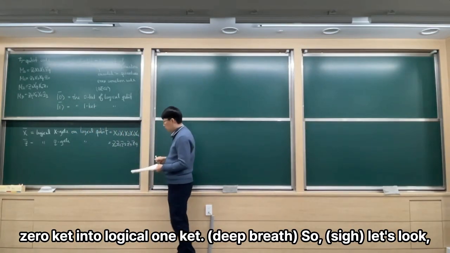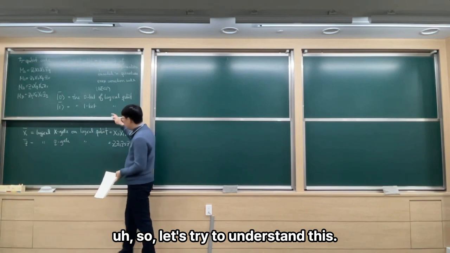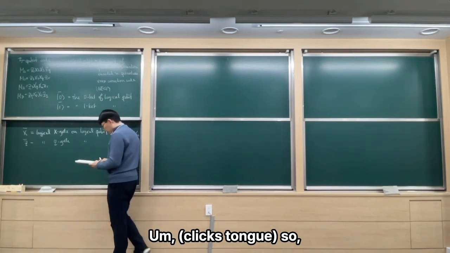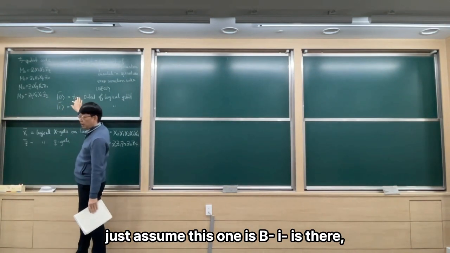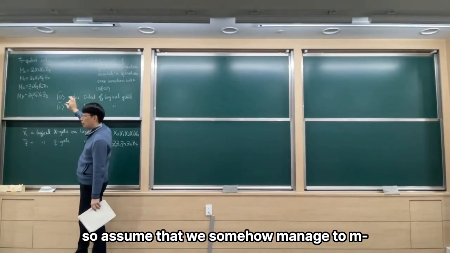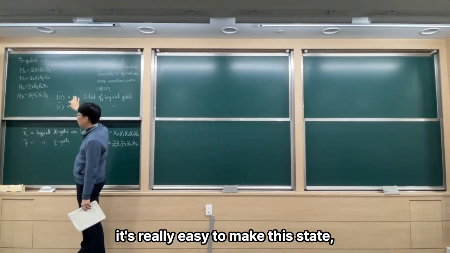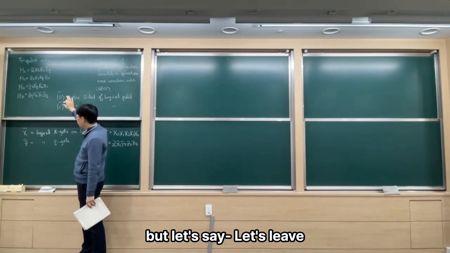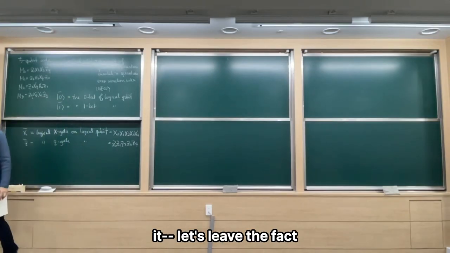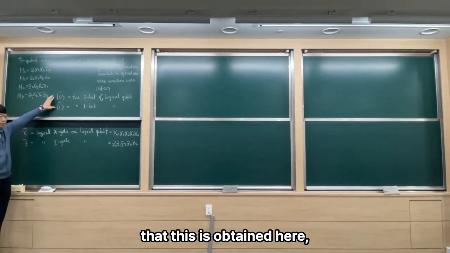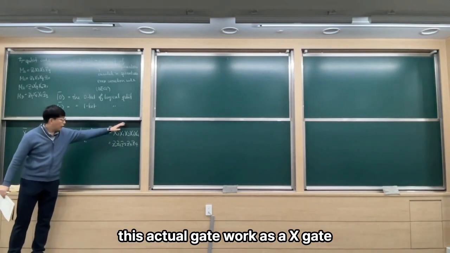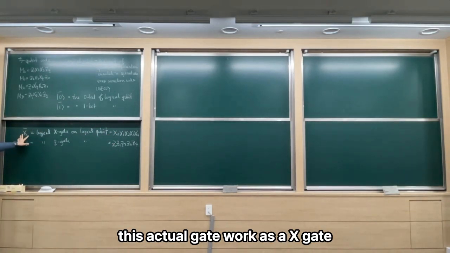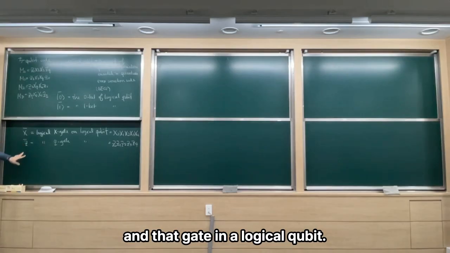So let's try to understand this. Just assume this one is there. Assume that we somehow managed to obtain this state. I mean, it's really easy to make this state, but let's leave the fact that this is obtained here, and let's see how this actual gate works as an X gate and Z gate in a logical qubit.